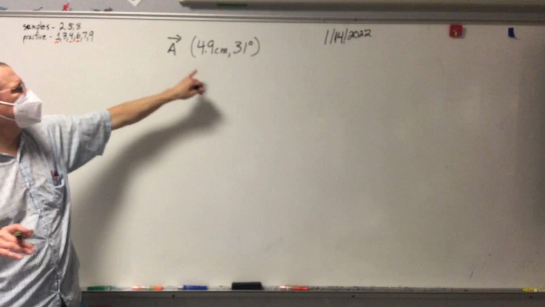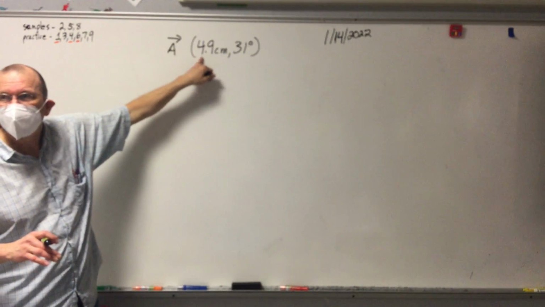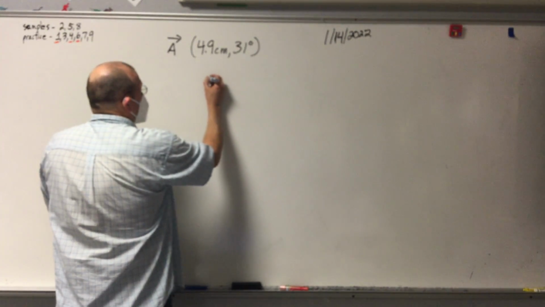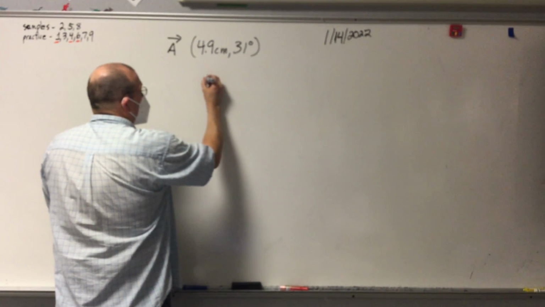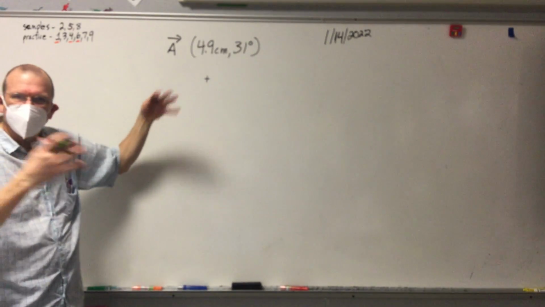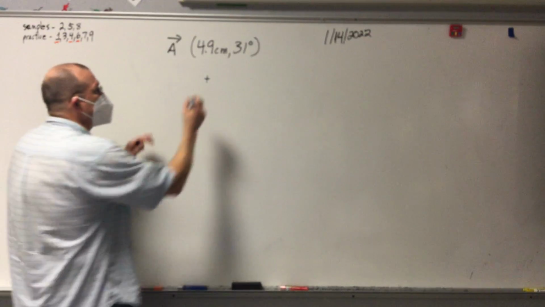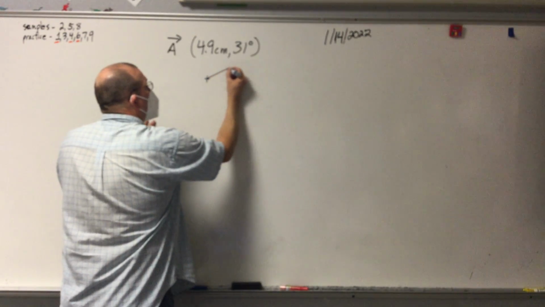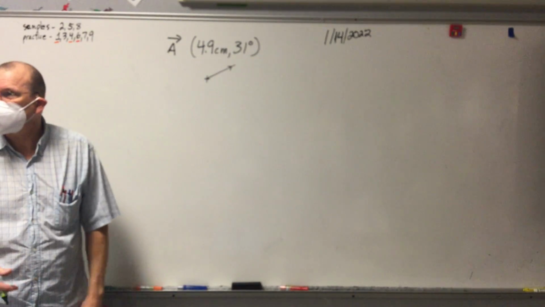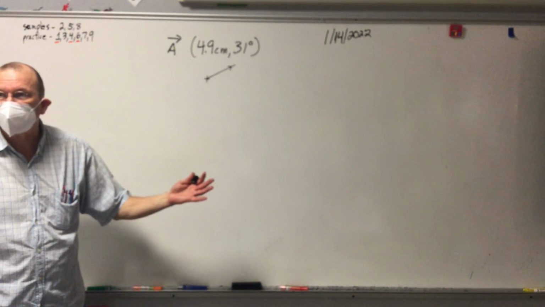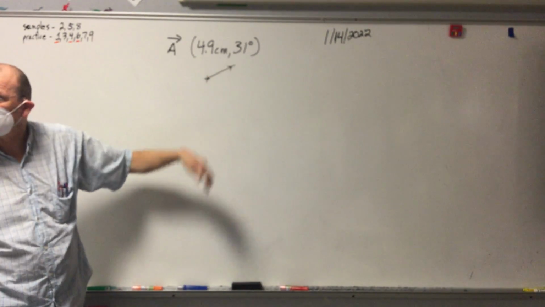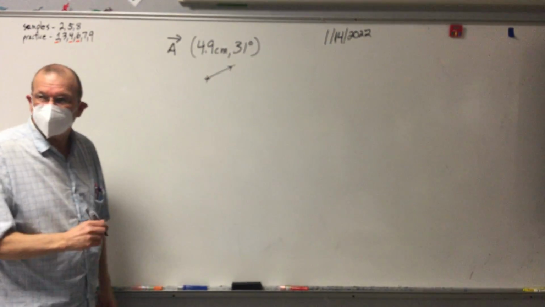The bigger deal is not so much the 4.9, but the 31. Because 31 degrees, you could always put a tiny little coordinate system to say, okay, this is where I'm viewing my coordinate axes, and then draw a vector that goes off in that direction. Again, you don't need a protractor. I think you can eyeball 30 degrees or so without making it too crazy.